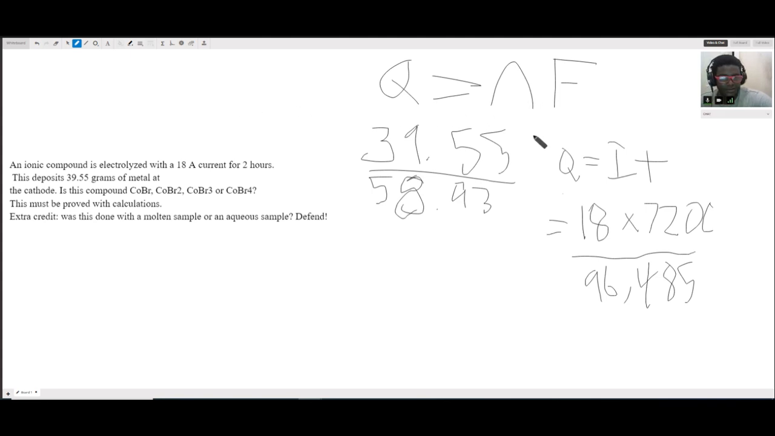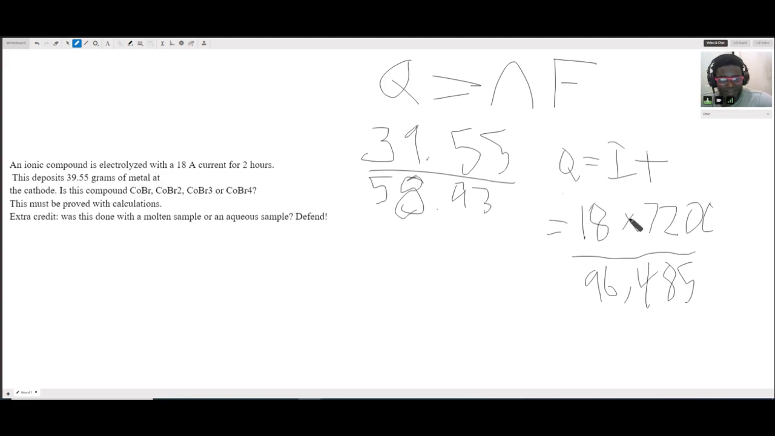getting them from me. So for this one at least, we're covering an ionic compound is electrolyzed with an 18 amp current for 2 hours. This deposits 39.55 grams of metal at the cathode. Is this compound CoBr, CoBr2, CoBr3, or CoBr4? This must be proved with calculations. Extra credit. Was this done with a molten sample or aqueous sample? Defend.